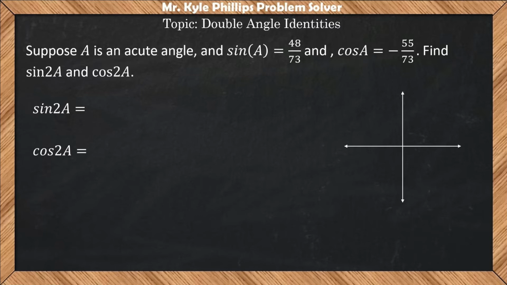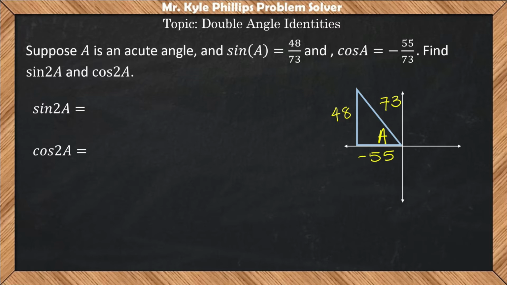So we want to go ahead and draw our triangle here. Okay, so here's my triangle and I can go ahead and put A here. Now, they tell me sine of A is 48 over 73, right? That's my opposite over my hypotenuse. And then cosine is adjacent, so that's negative 55 over 73, which we already have from the sine ratio. So now what they want us to find is sine of 2 theta and cosine of 2 theta.